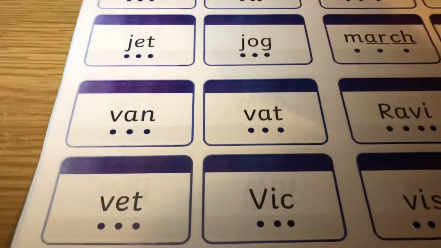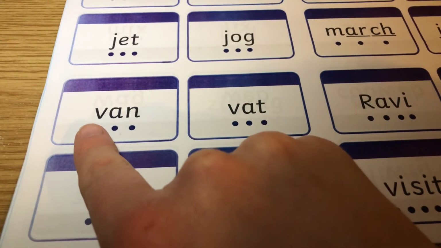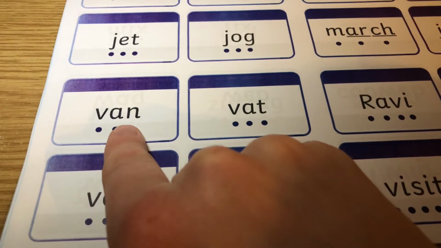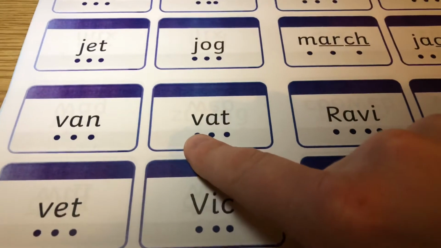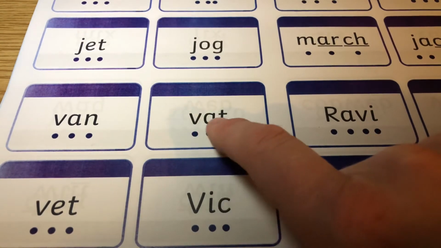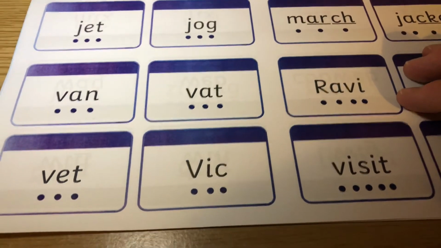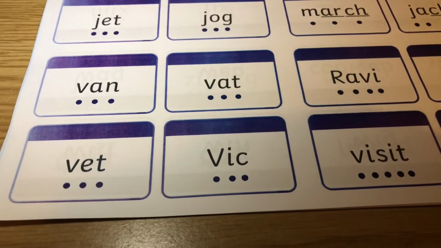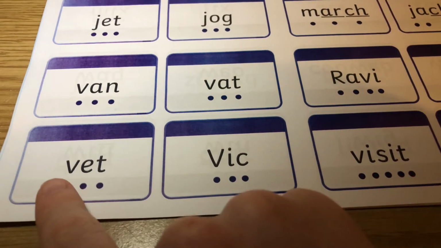So shall we have a go together? Right, you might have seen this one in the Alpha Blocks episode. Let's read that one. Go on. V, a, n, van. Right, this one was also in the Alpha Blocks episode. Go on. V, a, t, vat. It's like a big container, wasn't it? Was it for the goo or something in the Alpha Blocks episode? Oh, we also met this person in the episode. Read this one to me, please.